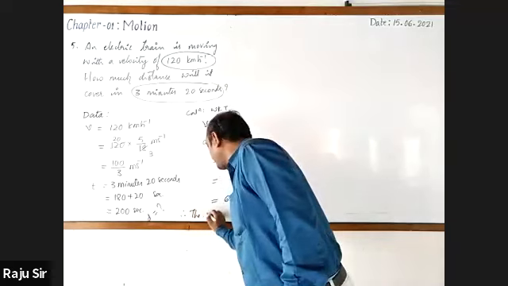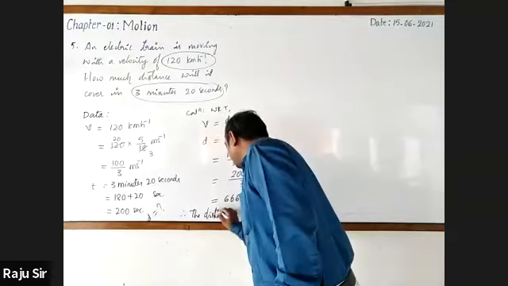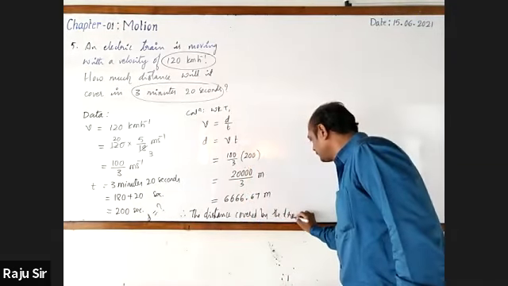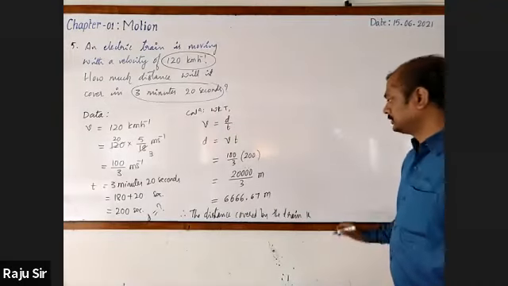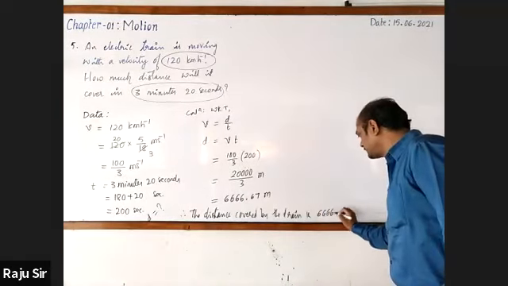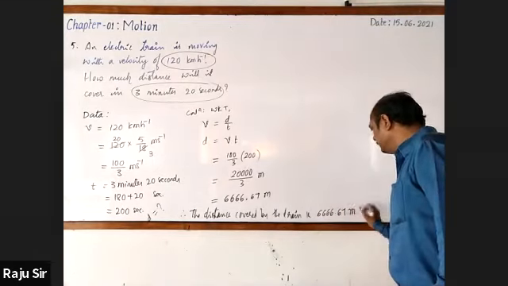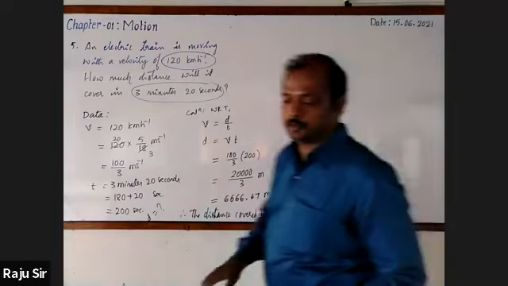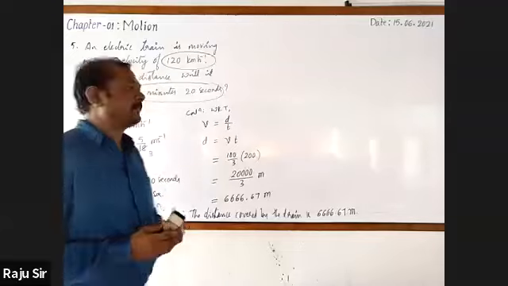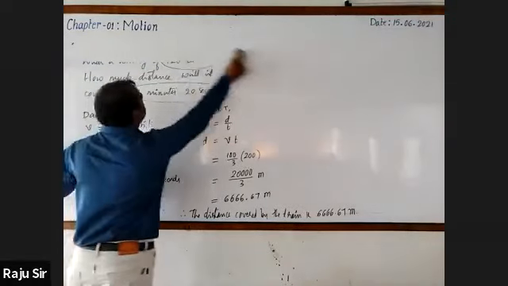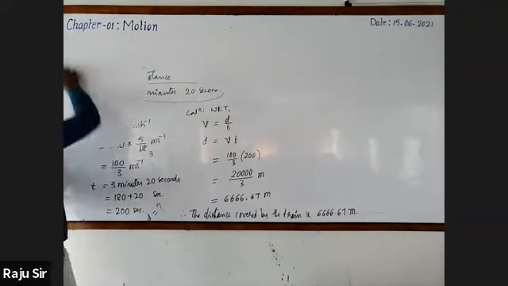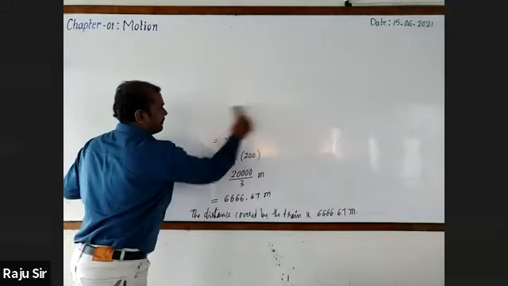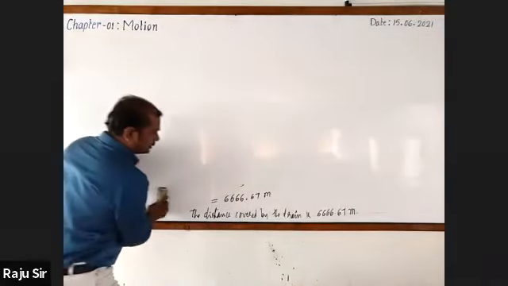Conclusion. Therefore, the distance covered by the train is 6666.67 meter. Hope that you have copied.